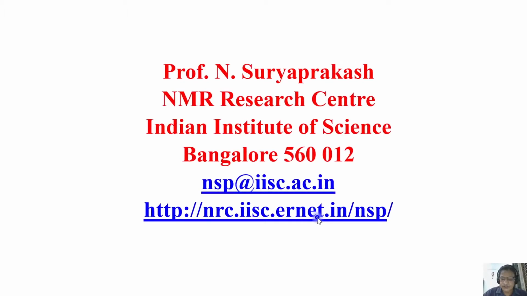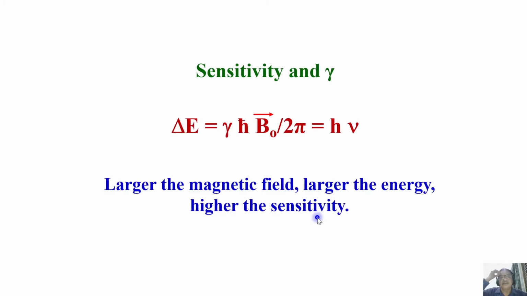In the last class, we discussed the sensitivity of the NMR signal, and utilizing the Boltzmann equation, we worked out what happens to the sensitivity as a function of magnetic field and what happens when we lower the temperature. We discussed that, and I also explained to you that sensitivity depends upon the gyromagnetic ratio gamma.